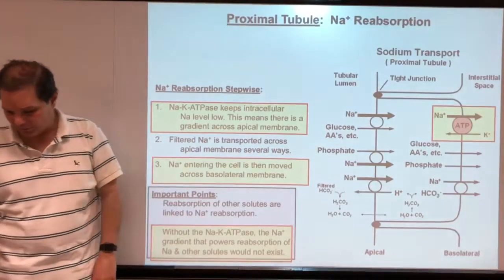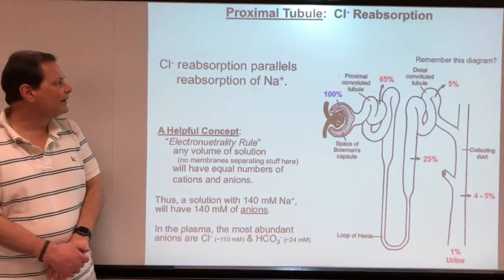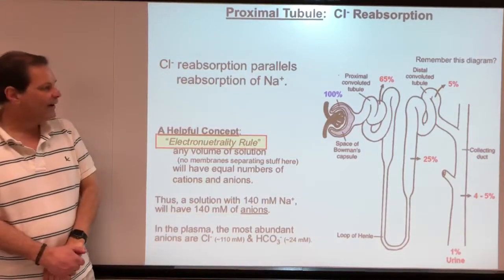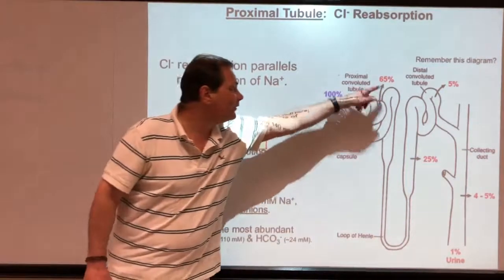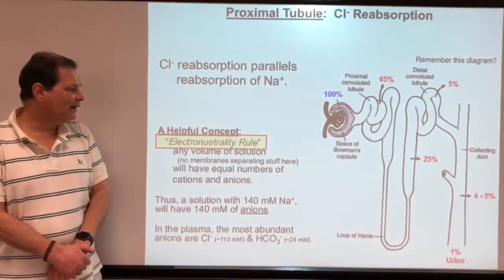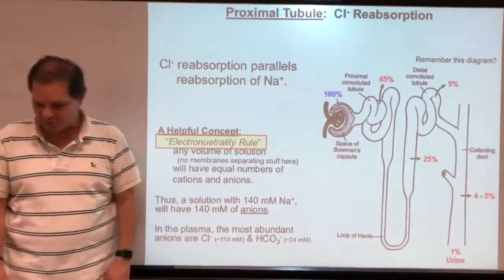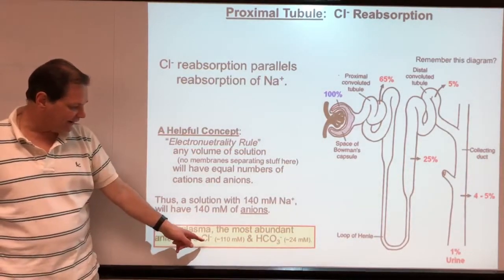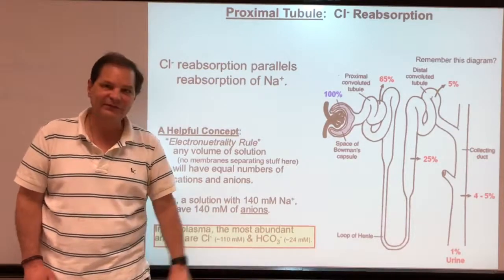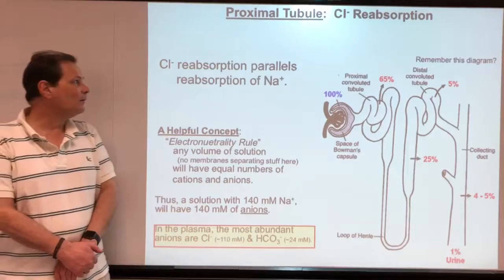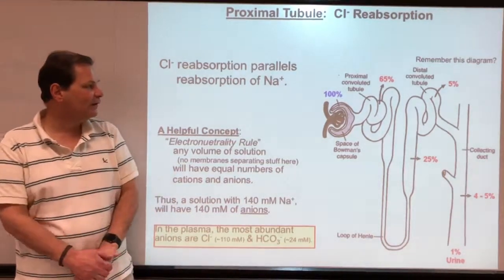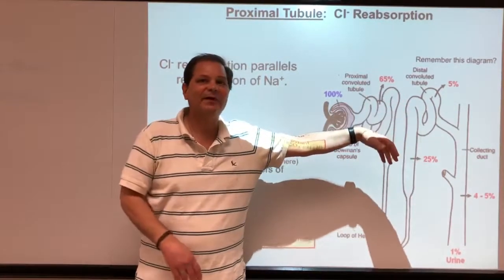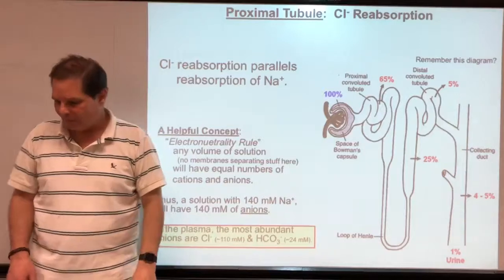It's extremely important. All right, chloride reabsorption parallels sodium reabsorption. Because of electroneutrality, if you transport a cation, a sodium ion, then some sort of an ion has to go with it to keep your solution electrically neutral. The major anions that have to go with the sodium are chloride and bicarbonate, which I'll show you in a moment. So the chloride reabsorption more or less parallels the sodium. If 65% of the filtered sodium goes out the proximal tubule, 65% of the chloride goes out, all right? And the same with the other segments.